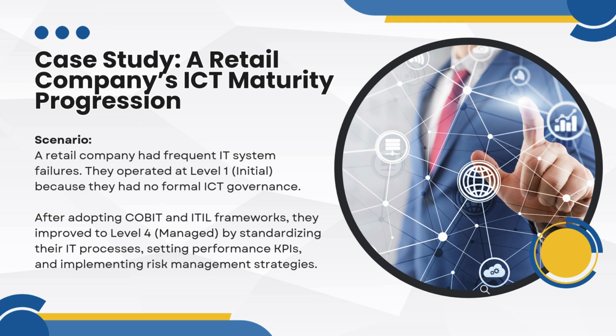What did they do? They adopted COBIT and IT governance frameworks. They created a structured risk management strategy and monitored IT performance using key performance indicators. The result: the company improved to level 4 within 2 years. IT failures decreased by 50% and operations became smoother. Now, let's move on to how different industries implement ICT governance.